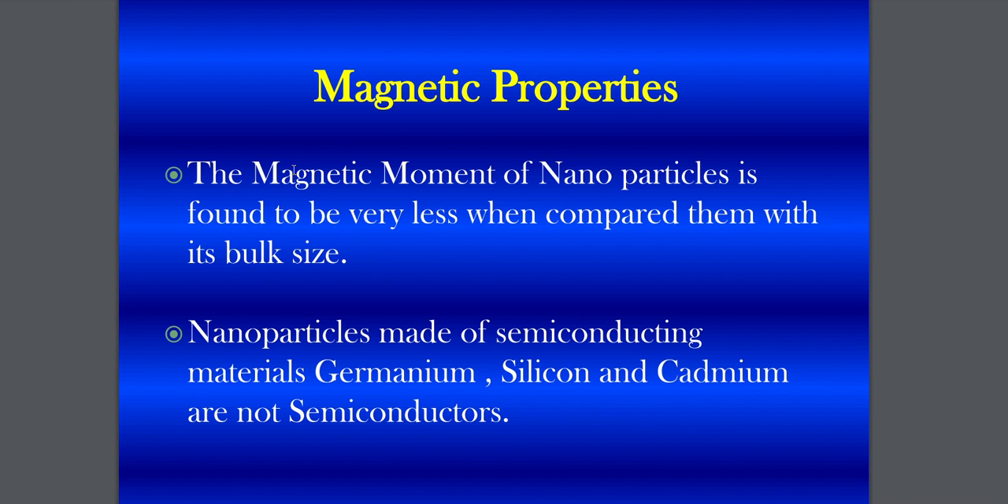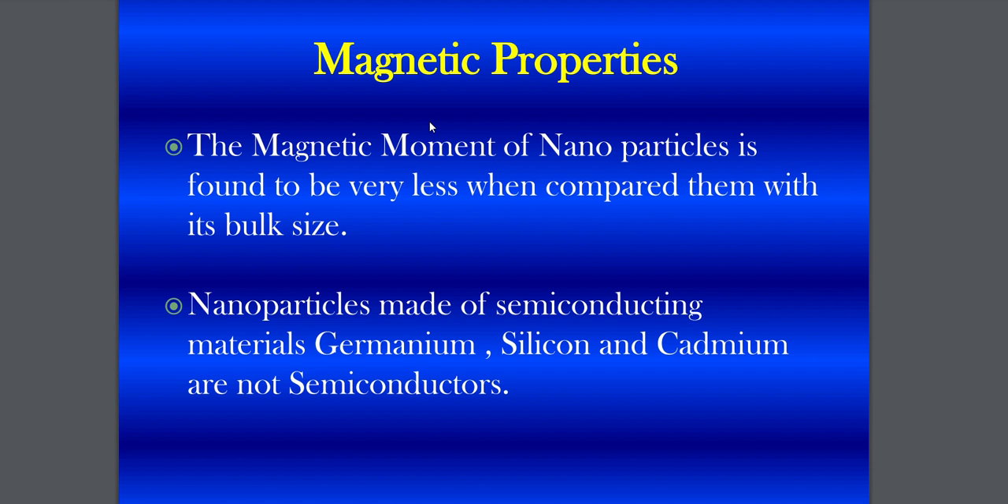The nanoparticles are made up of semiconducting materials such as germanium, silicon, and cadmium. Magnetic properties don't vary if we change the size of a bulk material because the number of magnetic domains doesn't change significantly. However, non-ferro bulk materials exhibit ferromagnetic-like behavior.